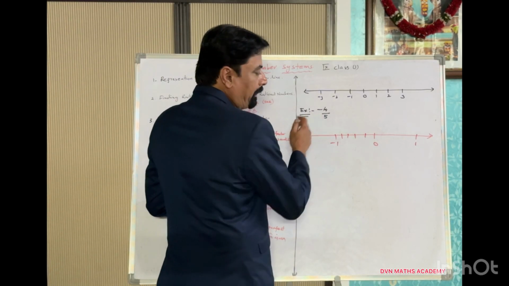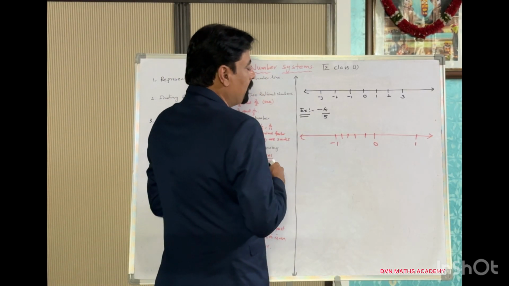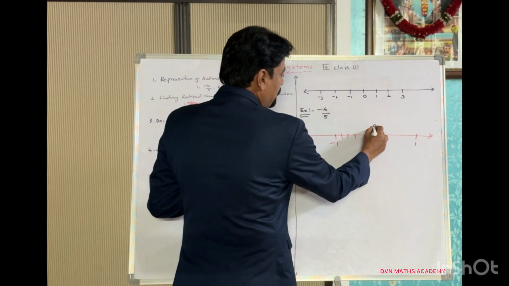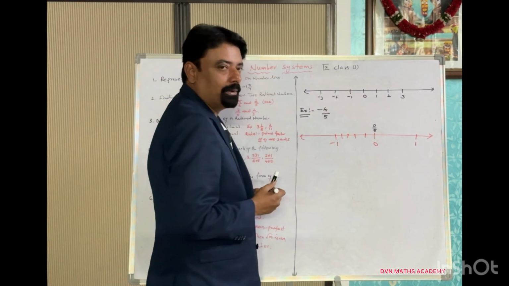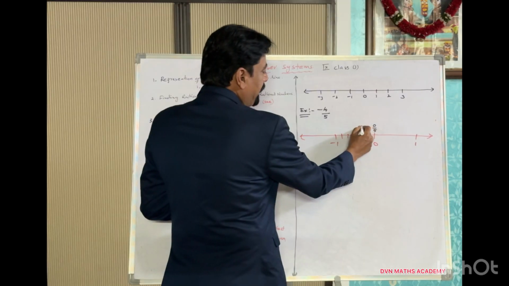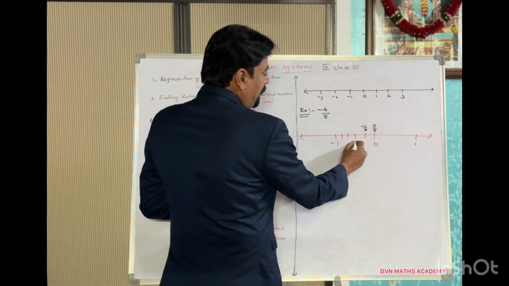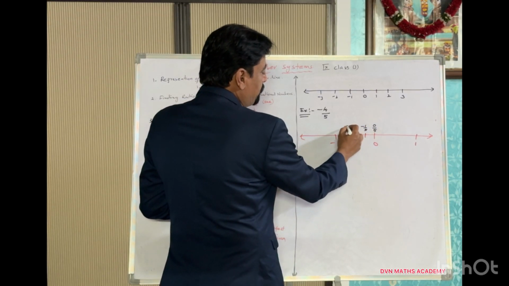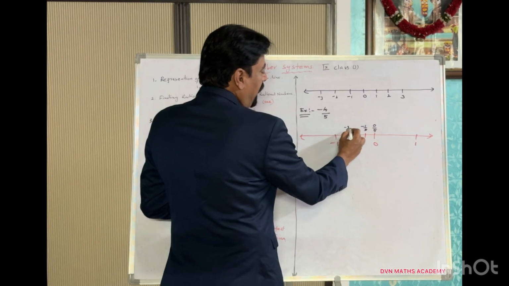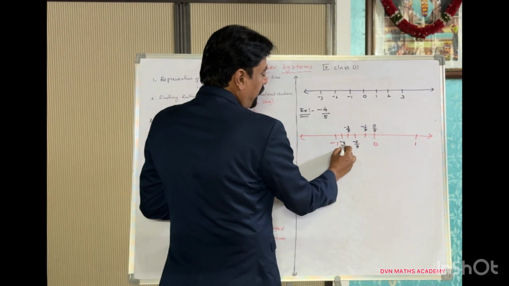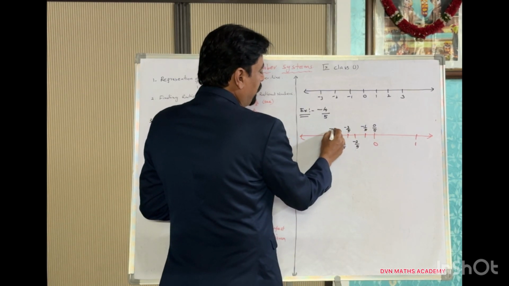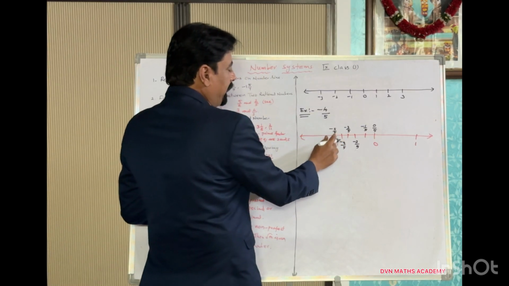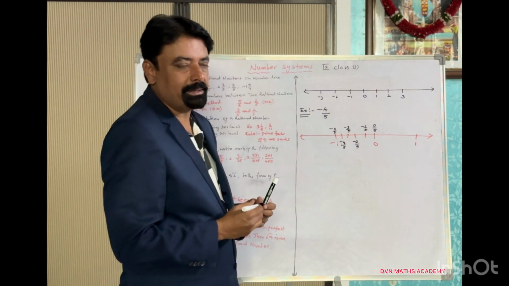Minus 4 by 5 I want to represent on it. So you can write 0 as 0 by 5. This becomes minus 1 by 5, this becomes minus 2 by 5, this becomes minus 3 by 5, and this becomes minus 4 by 5. And this is minus 5 by 5, which again equals minus 1.